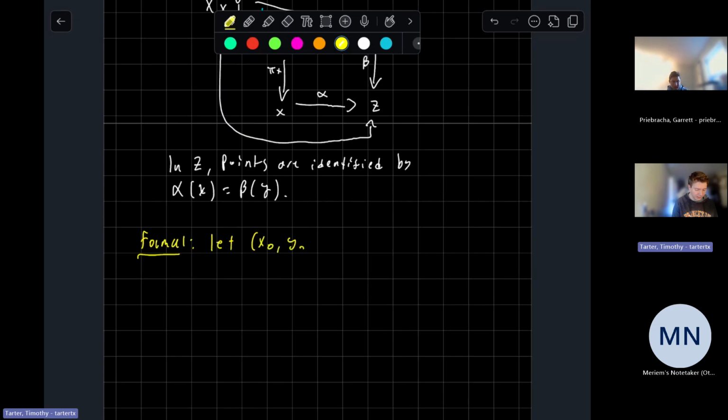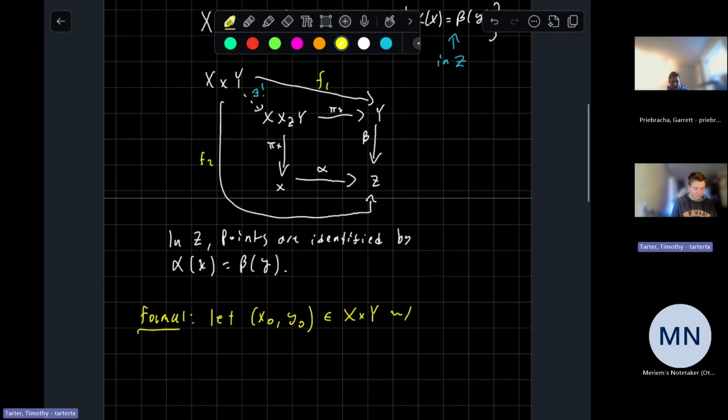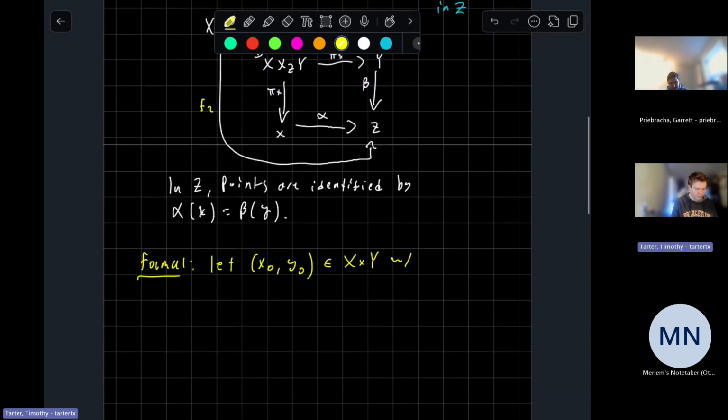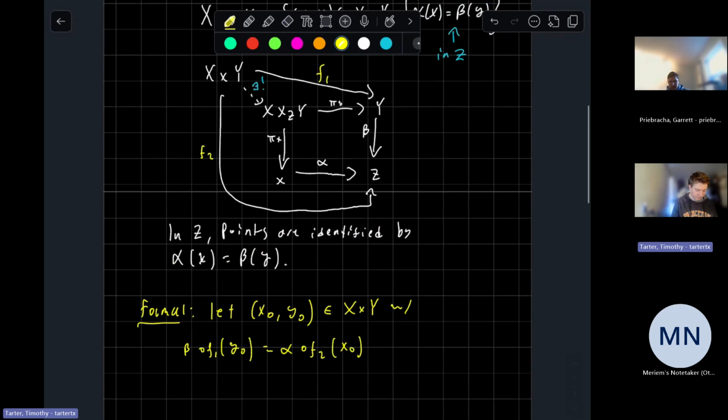Let x naught comma y naught in x product y, and let's just call these f1 and f2, with f1 composed with beta of y naught equal alpha composed with f2 of x naught.